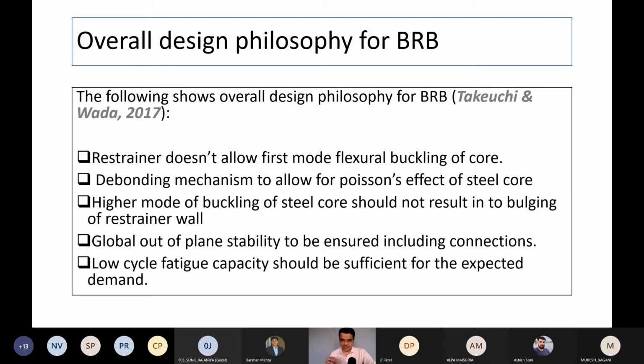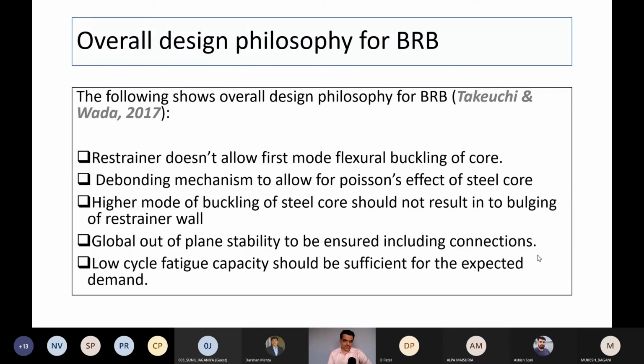So that's the basic criterion we are talking about, that higher mode of buckling of the steel core should not result in bulging of the restrainer wall. For that, the restrainer wall or the restrainer member thickness shall be sufficient, or it should at least have the capacity of carrying an axial load 1.5 times higher than the steel core capacity, so that the restrainer does not become a weak link. One more point is that global out of plane stability is to be ensured, including connections.